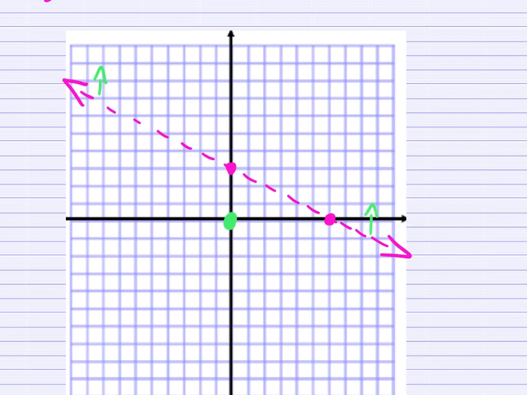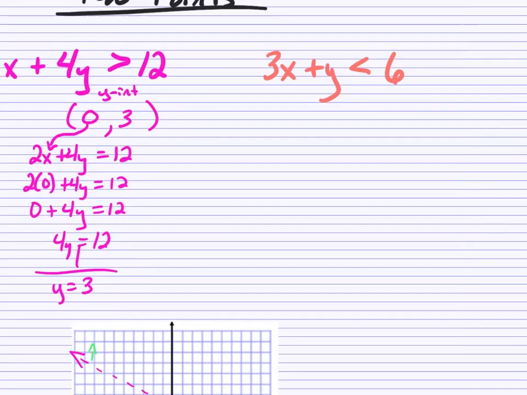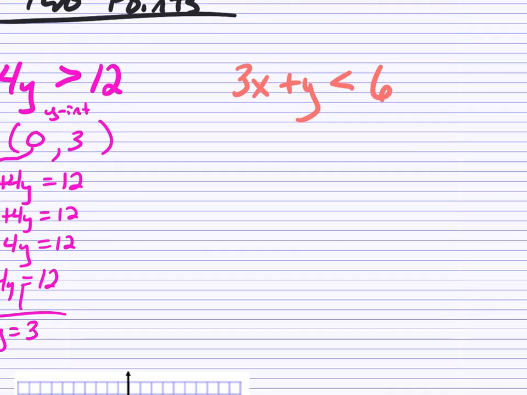So now we got to do all of that again for the other inequality, which is in red up here. So again, I always like to choose the x-intercept and the y-intercept because using zeros is really easy to work with. So 3x plus y is less than 6.